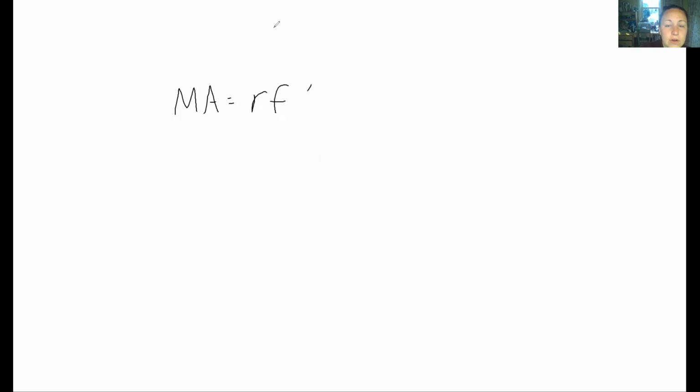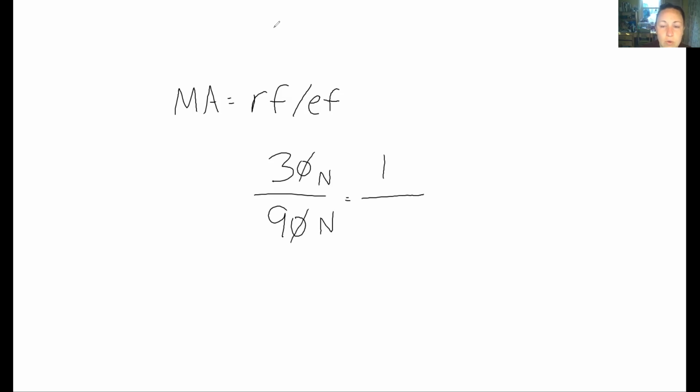Should be resistance force by effort force. So if we have our resistance force, which is 30 newtons, divided by 90 newtons, we can reduce that fraction to 1/3. So the mechanical advantage is 1/3, and if it is a first or second class lever, it means that there's really no advantage. If it's a third class lever, the speed of the effort is increased by a factor of 3.